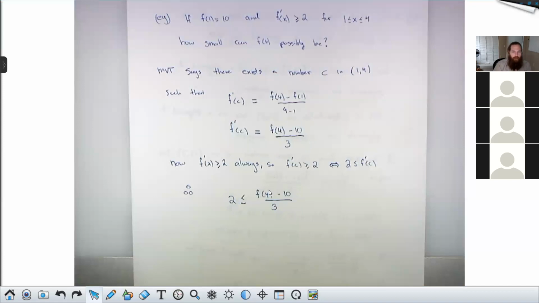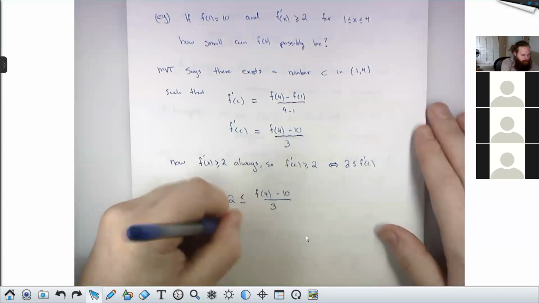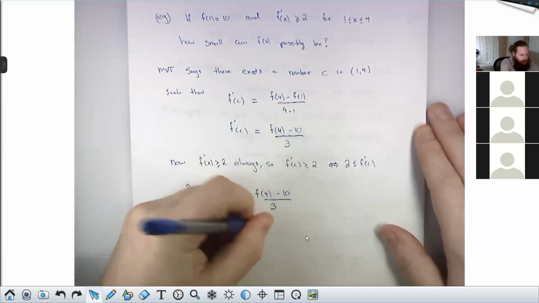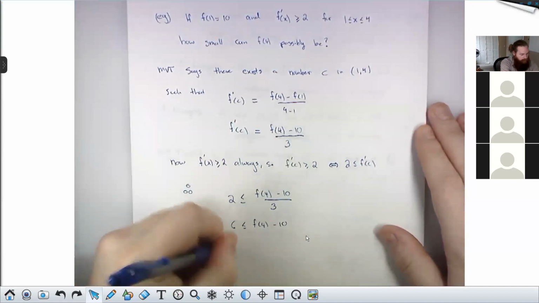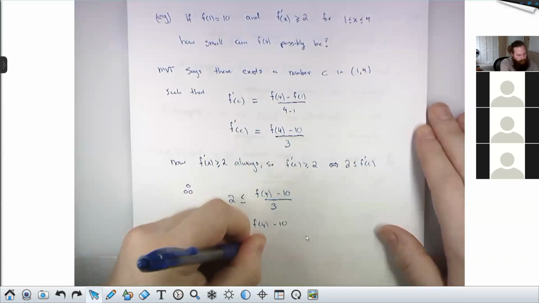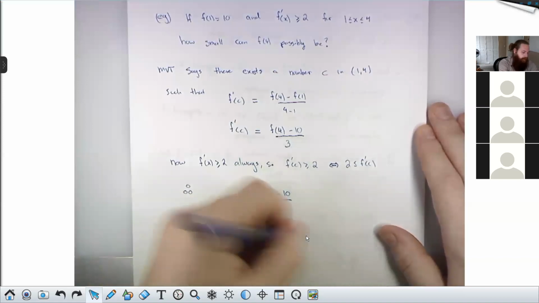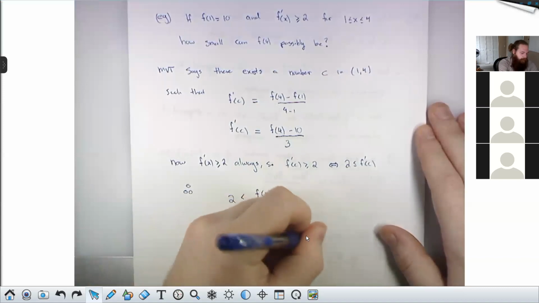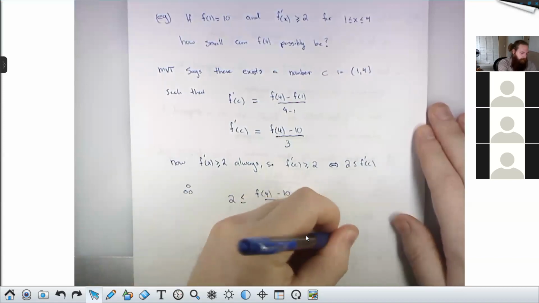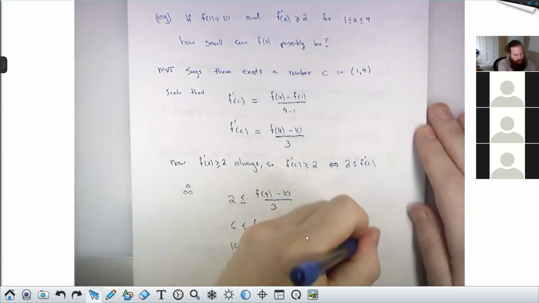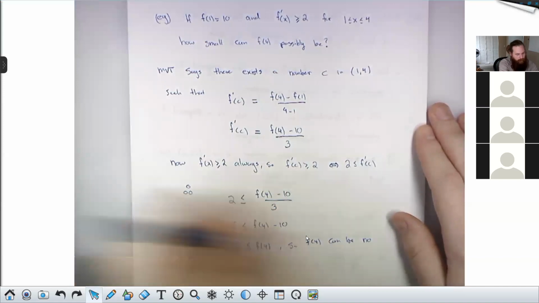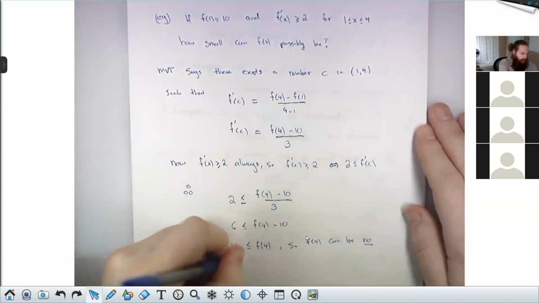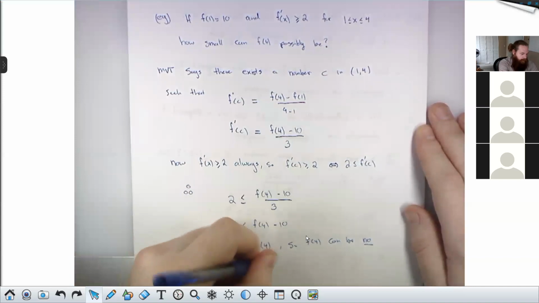Now I can take this inequality and solve it for f of 4. So if I multiply both sides by 3, I get 6 is less than or equal to f of 4 minus 10. And then I add 10 to both sides and I get 16 is less than or equal to f of 4. So f of 4 can be no smaller than 16.